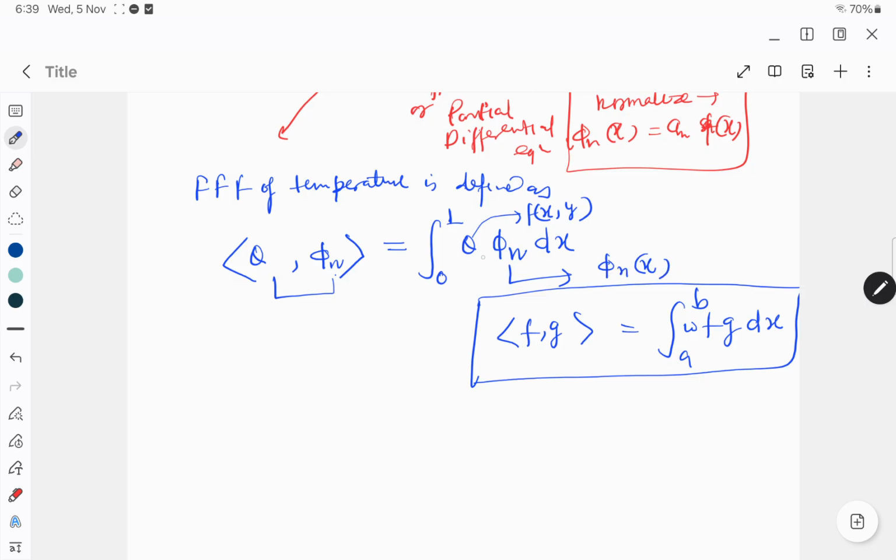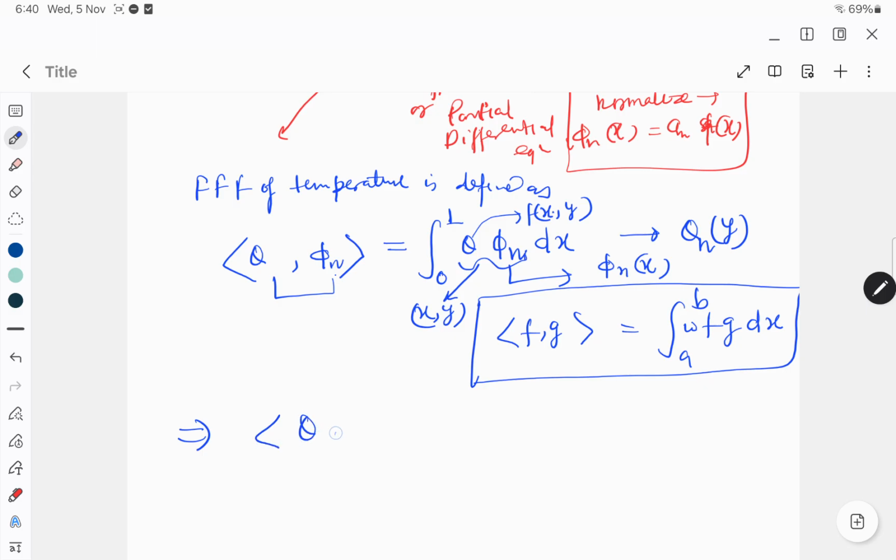You are integrating, so this product would be a function of x and y, because xy comes from here and x comes from here. Now you are integrating with respect to x, and then you put the values of x there, 1 and 0, which will be constant values. So you will finally get a function of y here. Some function of y you will get, let's say theta n y.